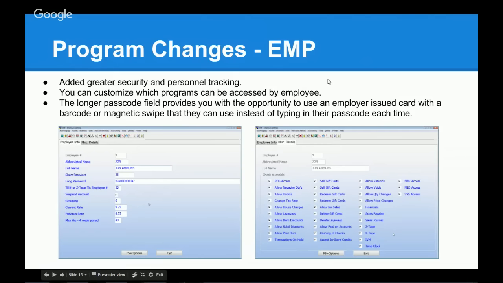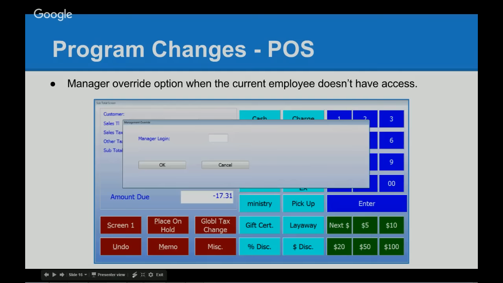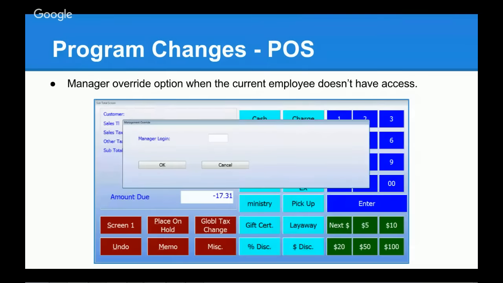So this screen has been changed. You are given several different options. And this is the manager override option I was talking about. When you're on the subtotal screen, if they try to do something that they're unable to do, like a void, it's going to pop up and say, oh, we need the manager login. So right there, they can either type in their password as the login, or they can actually swipe the card that they have, and it'll just put that right there in the manager login screen.